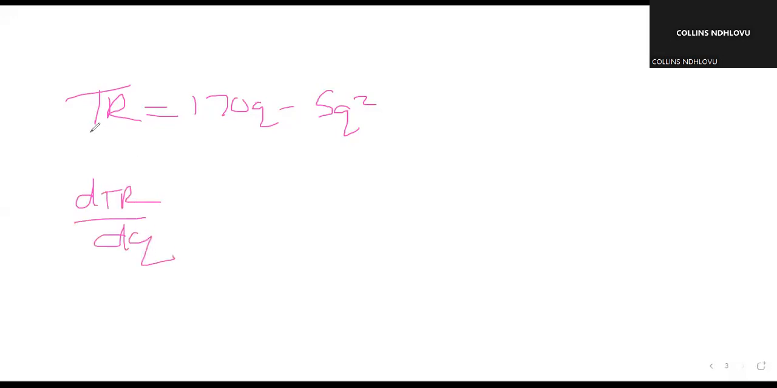So when differentiating, for instance, we have TR is equal to 170Q minus 5Q squared. So this will be the what? The dTR over dQ, because on this side there's TR and on this side there's Q. So we call it dTR over dQ. TR stands for the total revenue. When you differentiate it, the name changes to marginal revenue. So help me differentiate this. 170Q becomes what? 170. 5Q squared becomes what? 10Q. Are we together?